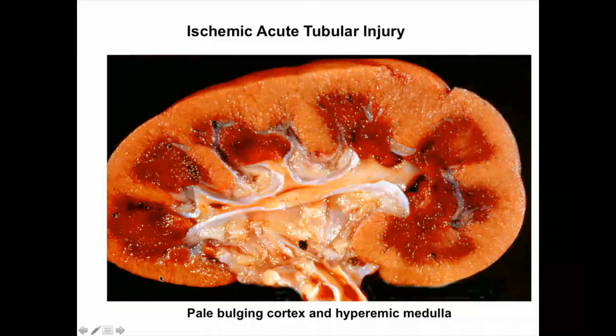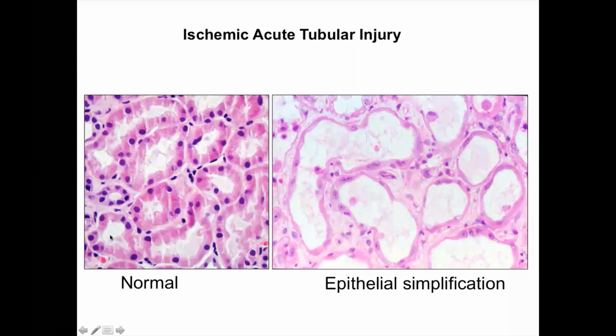But this is from an autopsy, and what we have is basically pyramids. The medulla is hyperemic, it's very red, and the cortex is pale and bulging, kind of like edematous. All right. This is what normal looks like. The cells have abundant cytoplasm, they look happy. They're actually quite fluffy. Everything looks normal.